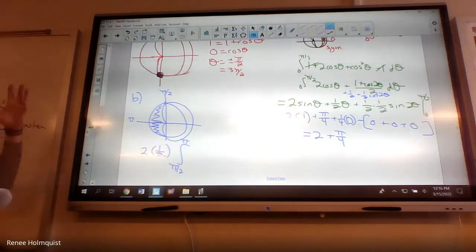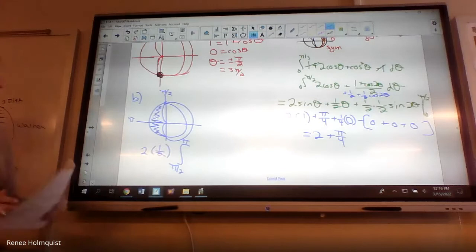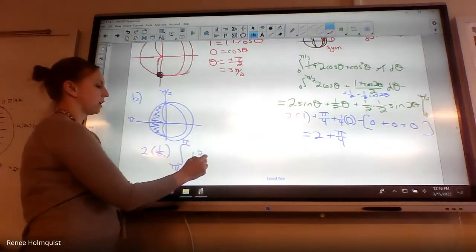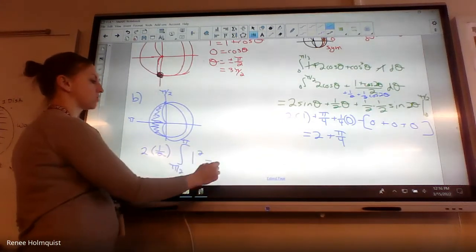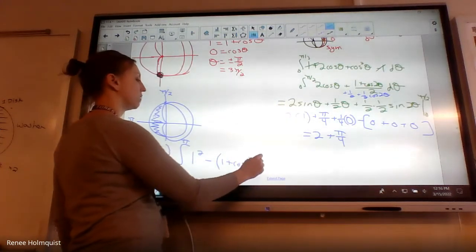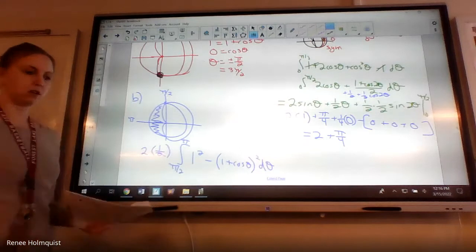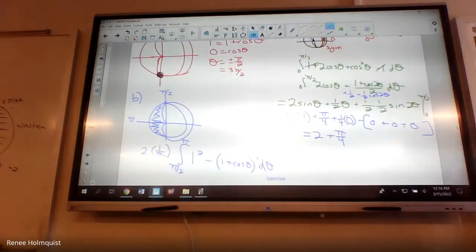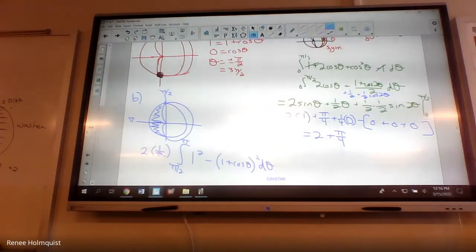What would be your outer arc? I gotta stop saying radius. What's your outer arc? 1. So this would be 1, I'm gonna write squared, and then your inner arc is your cardioid. So 1 plus cosine theta squared d theta. Okay, type it in your calculator. Make sure we can do that as well because that is a skill you need.